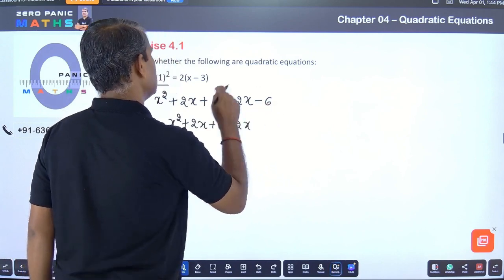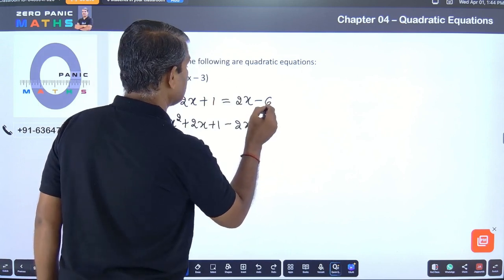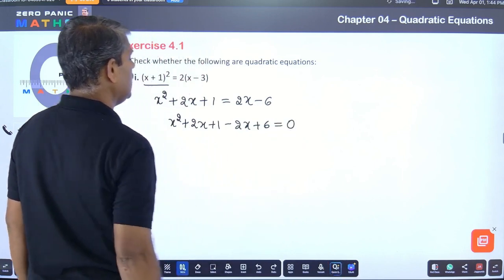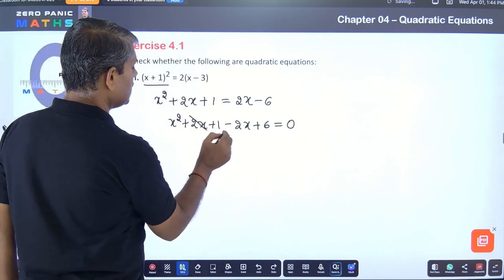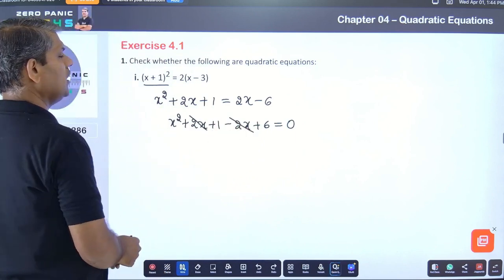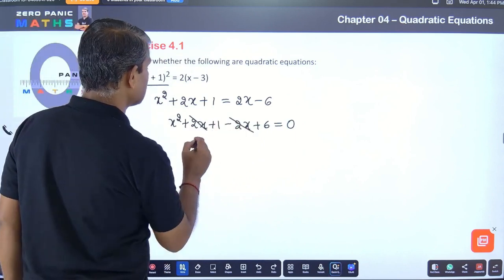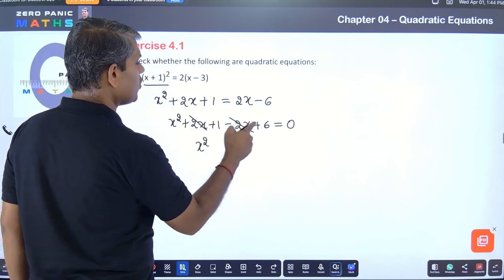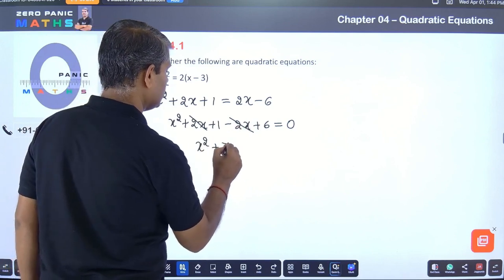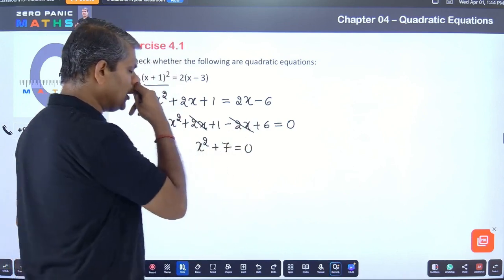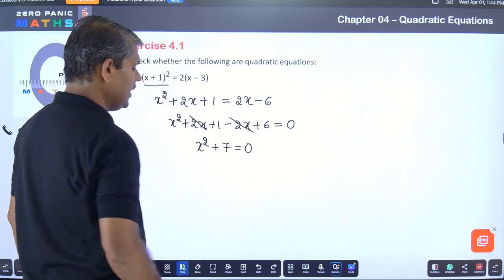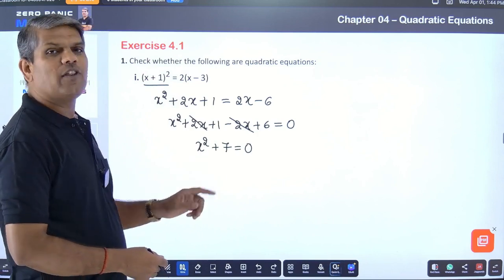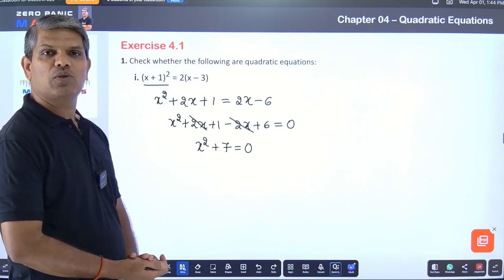and plus, minus 6 to this side will give me plus 6. Now if you see the x terms, 2x got cancelled, and what remained with us is x square plus 1 is 7. Now tell me whether it is a quadratic equation or not. Is it of the form ax square plus bx plus c is equal to 0?